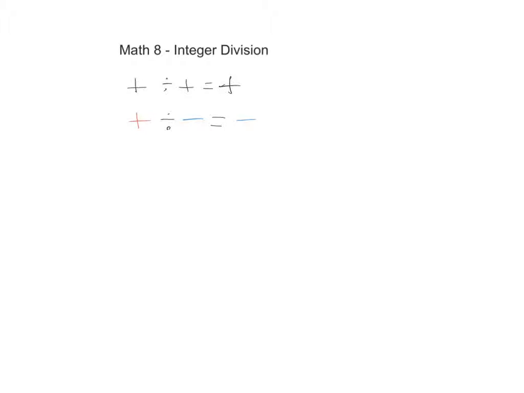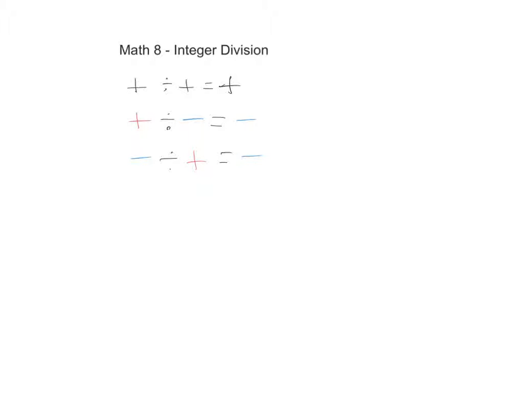Now let's do the situation where it's flipped. So you have a negative to start with, divided by a positive number. Your answer is negative divided by the positive, same as a positive divided by a negative. You get a negative answer. So if the signs are different, it's negative.